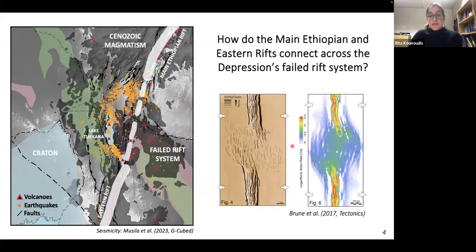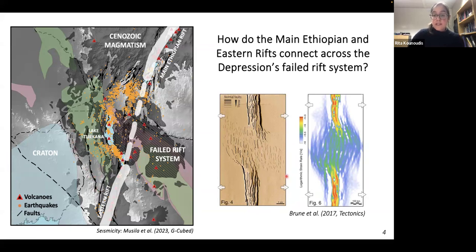So another question we're going to explore is where did the rifting actually develop throughout the Miocene and in the Turkana Depression? It doesn't seem to follow this simple straight line fit between the Eastern Rift and the main Ethiopian Rift. It seems to have developed mostly to the west of the Turkana Depression.